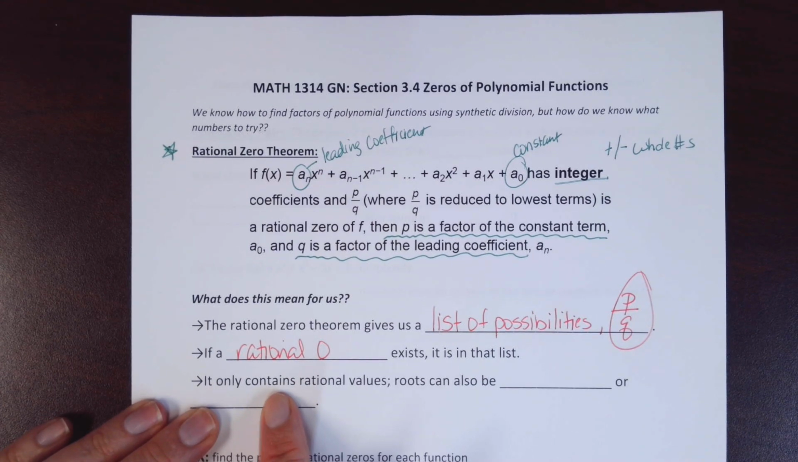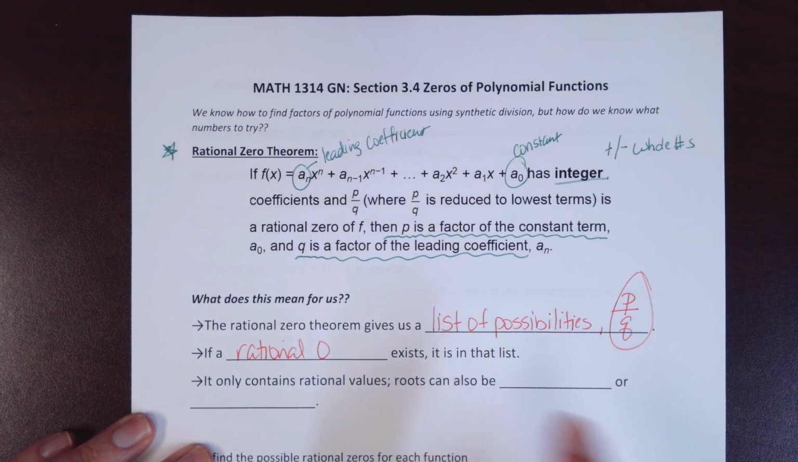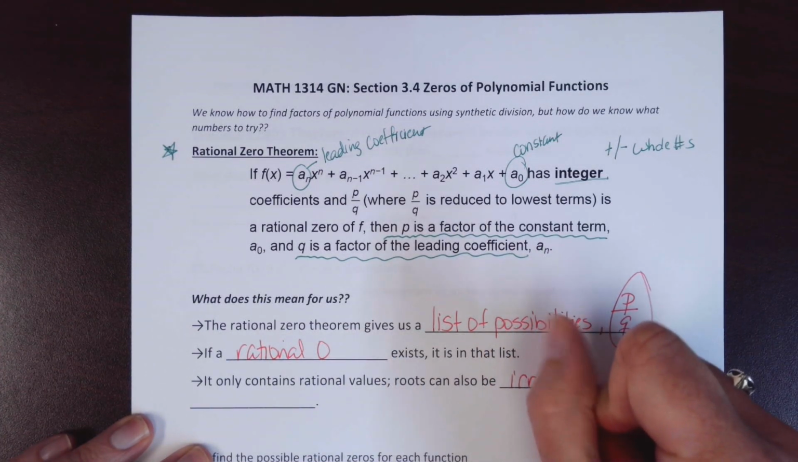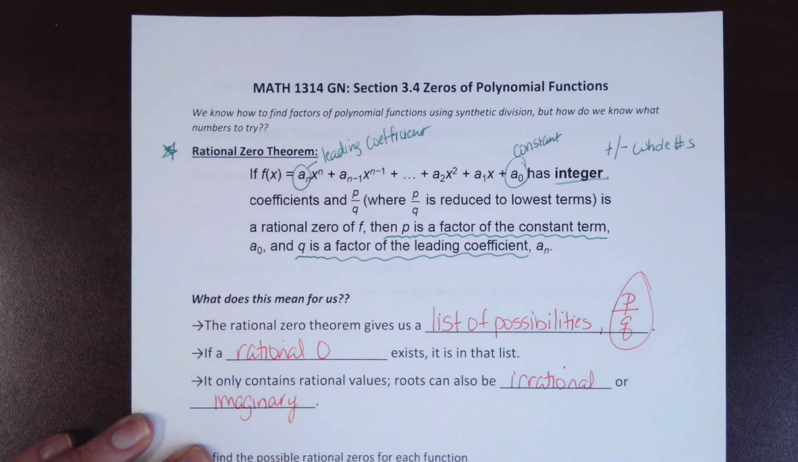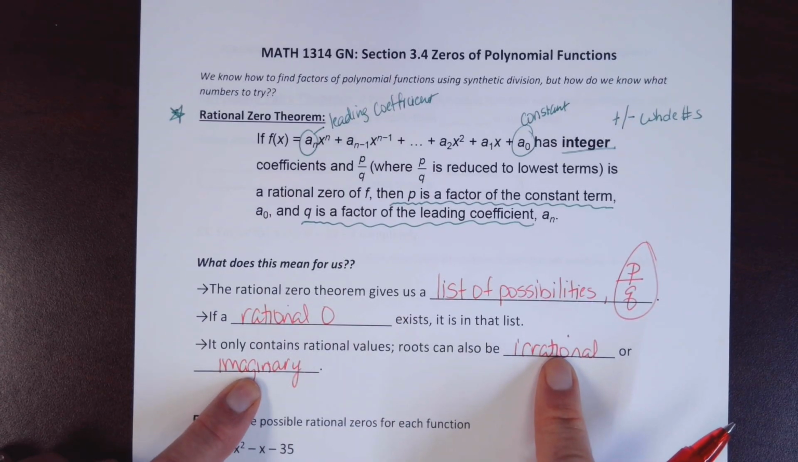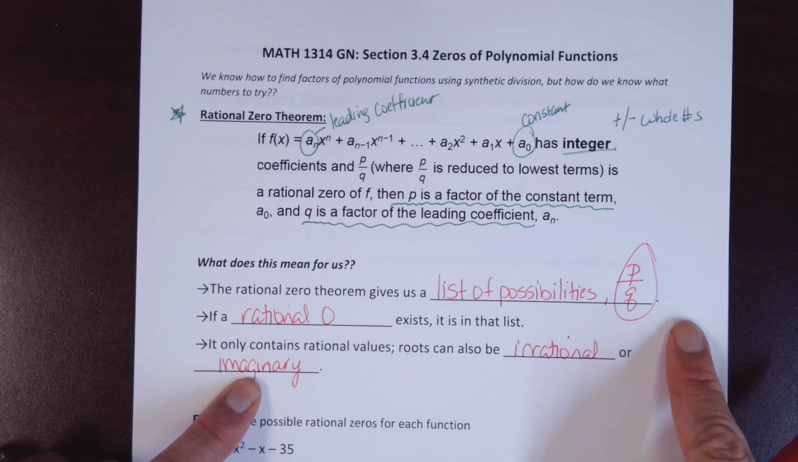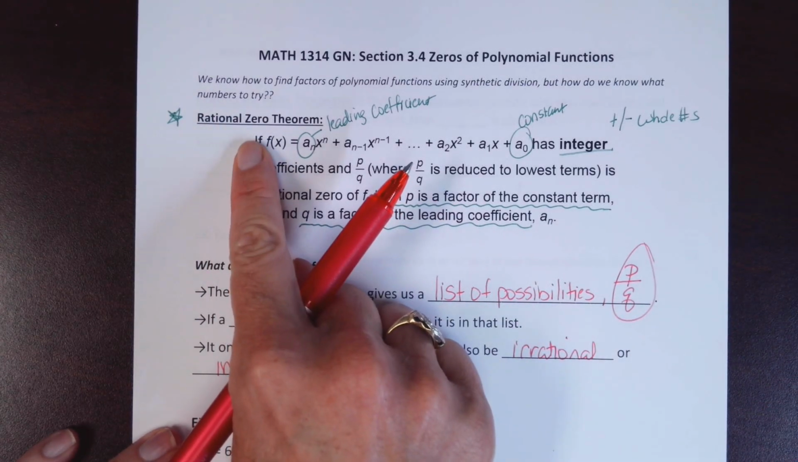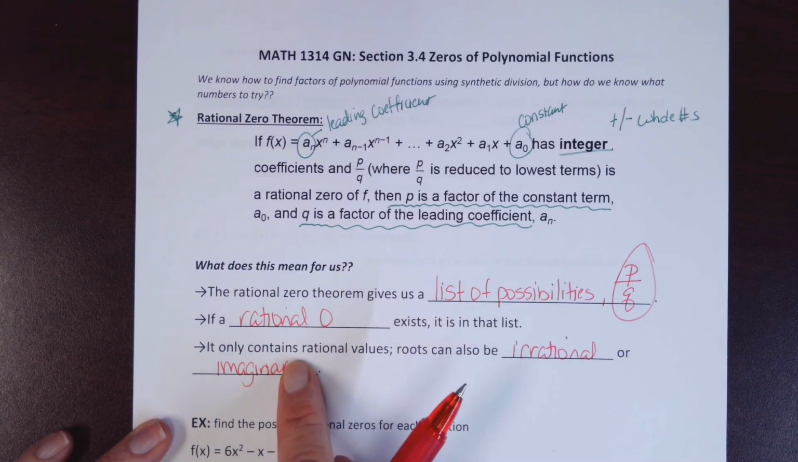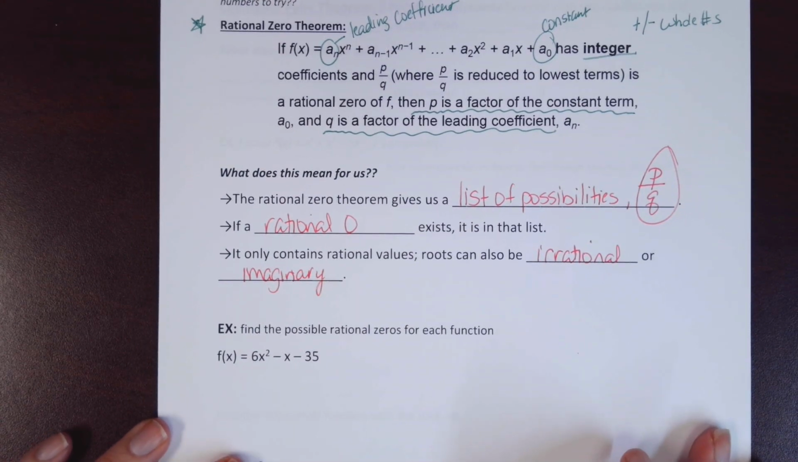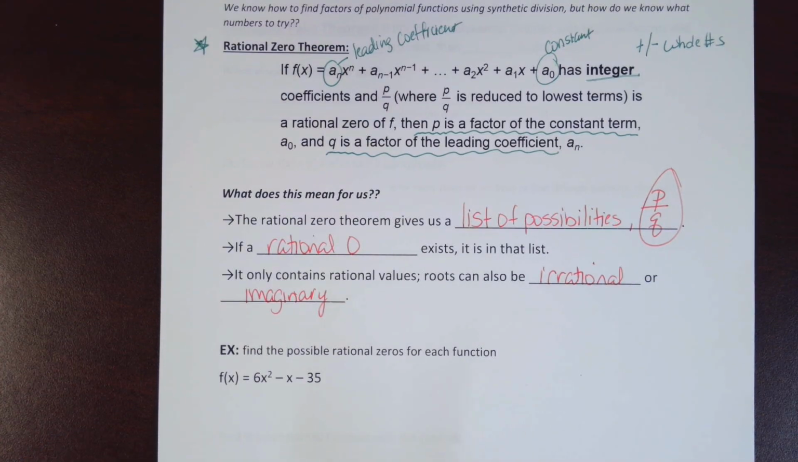Now, rational means it's going to be a fraction or a whole number, real number, fraction or whole number. The thing is, my list of possibilities, p over q, contains only rational values. Roots can also be irrational or imaginary. And if my roots are irrational or imaginary, they won't show up in my list. So the rational zero theorem helps us a lot. It gives us this list of possibilities. Just keep in mind that these are only rational numbers, not irrational, not imaginary. So our list of possibilities may not include all of the roots for the function.